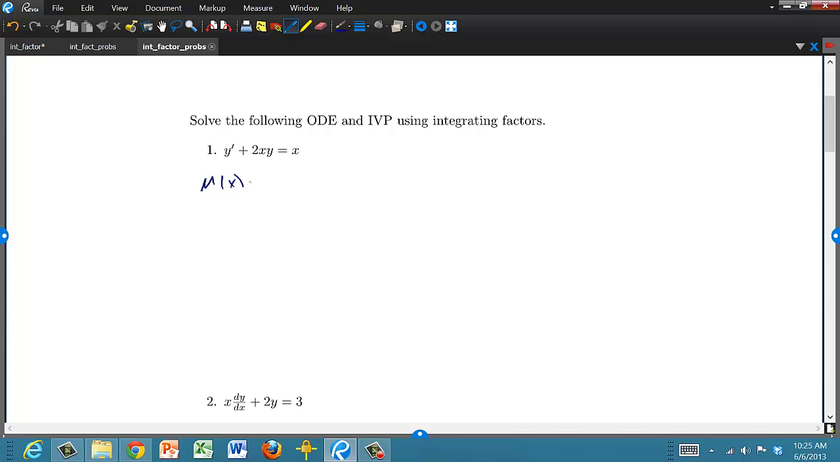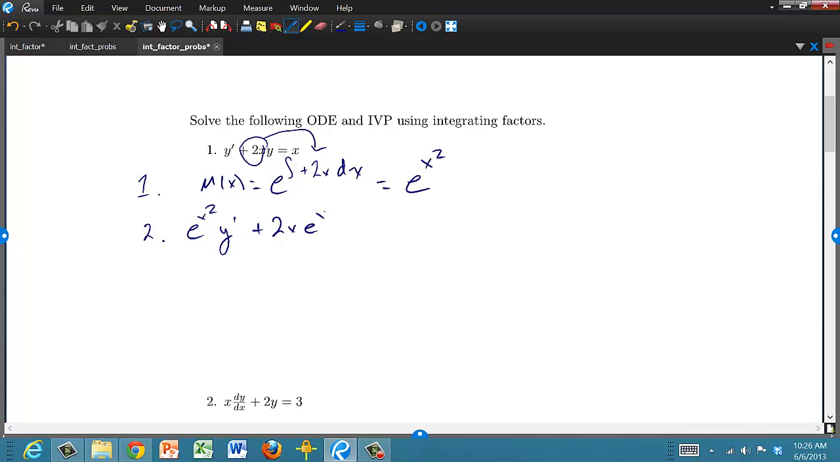Mu of x is going to be e to the integral of positive 2x dx, so the positive 2x is coming from right there, and that's obviously e to the x squared. So that's step 1. Step 2, I should multiply everything by my integrating factor and get e to the x squared y prime plus 2x e to the x squared y equals x e to the x squared.